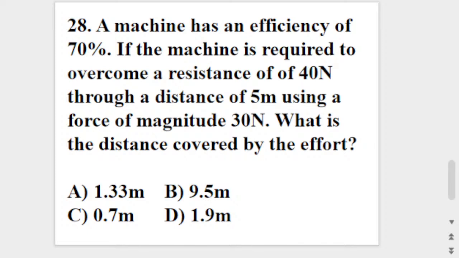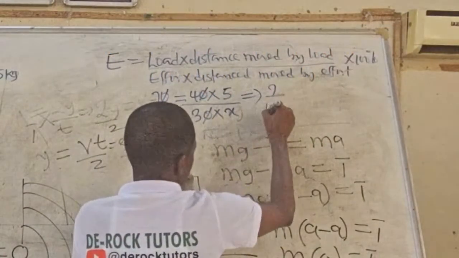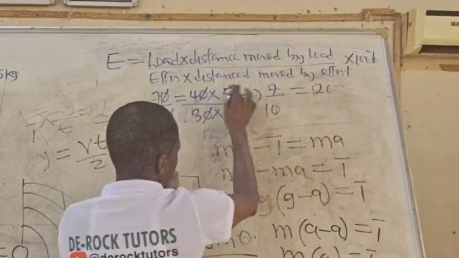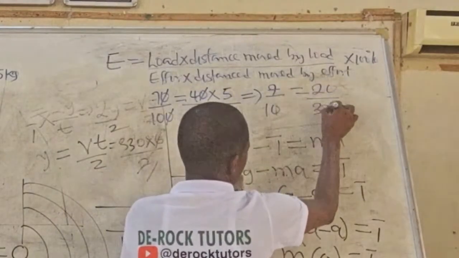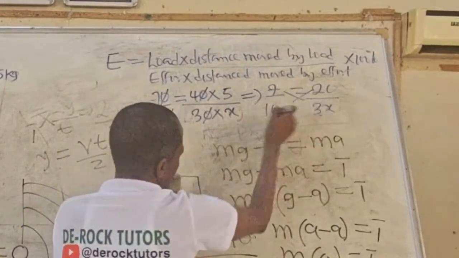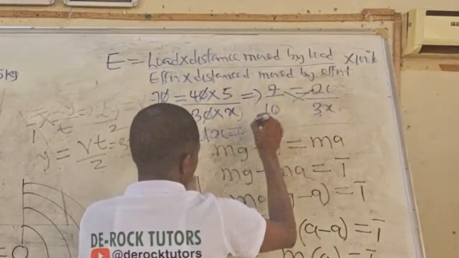Then they're asking us, what is the distance moved by the effort? We don't know. Let's say it is x. So here, 0 here, cancel 0 here. 0 here, cancel 0 here. So if you move it here, we now have 7 over 10 is equal to, this will give us 20, that's 4 times 5, all over 3x. Now, if you multiply here, 7 times 3x will give us 21x is equal to 10 times 20.